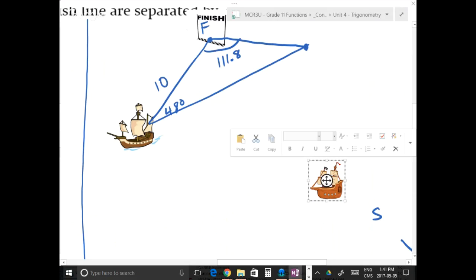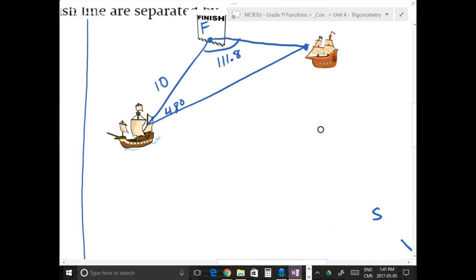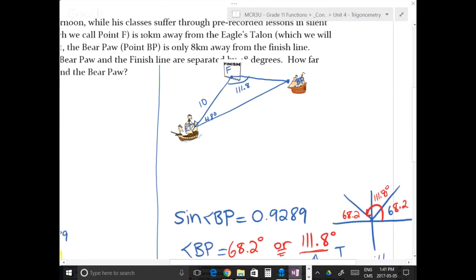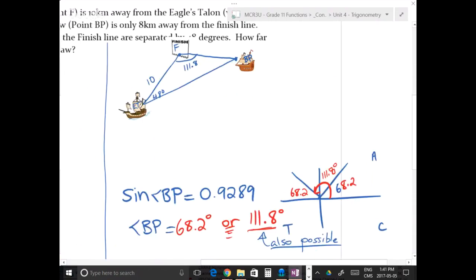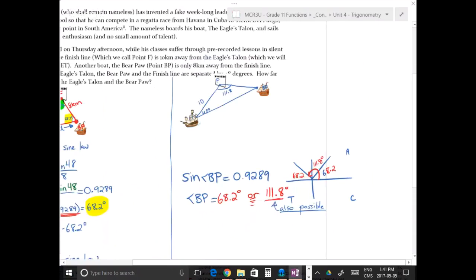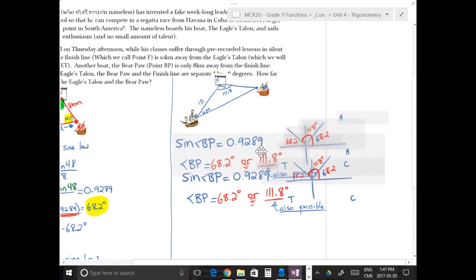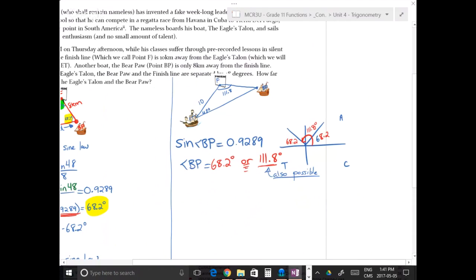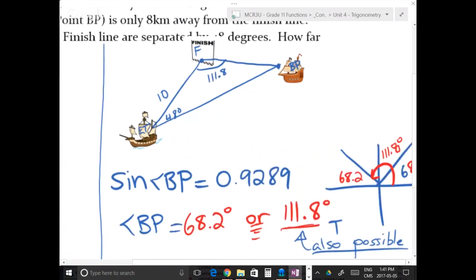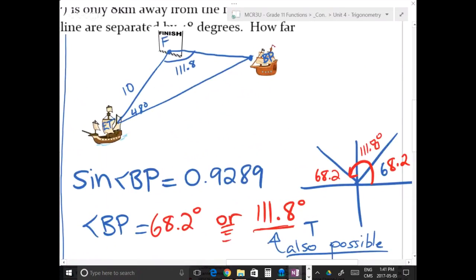And those are from the bear paw. There's the bear paw. There's the eagle's talon. What? Are you imagining different types of cookies? Oh, bear paws. Yeah, they're delicious. They're very good.